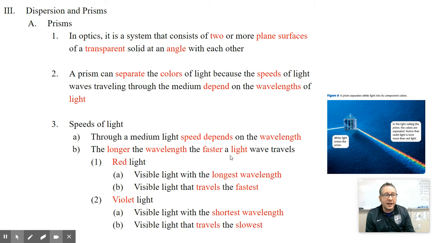And so the speeds of light through a medium are going to depend on the wavelengths again. The longer the wavelength, the faster a light wave travels. So red light, it's the longest wavelength, and it travels the fastest. Violet is going to be the shortest wavelength of visible light. Therefore, it's going to travel the slowest.